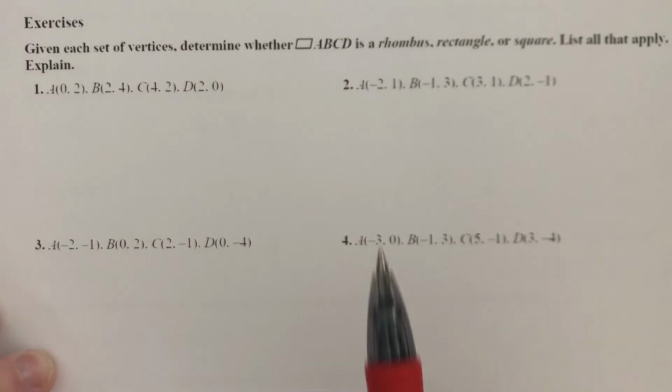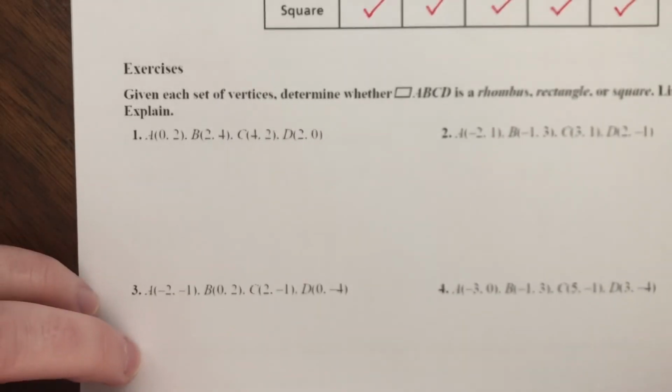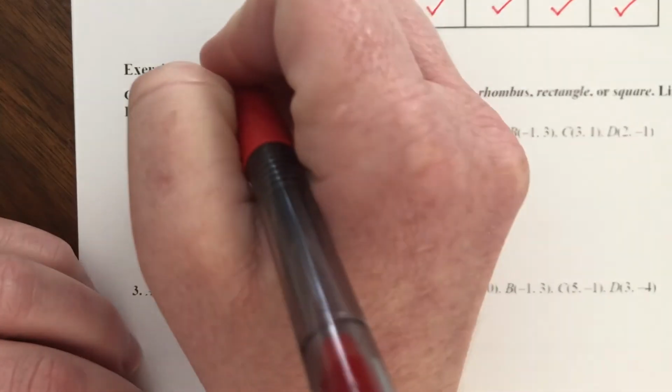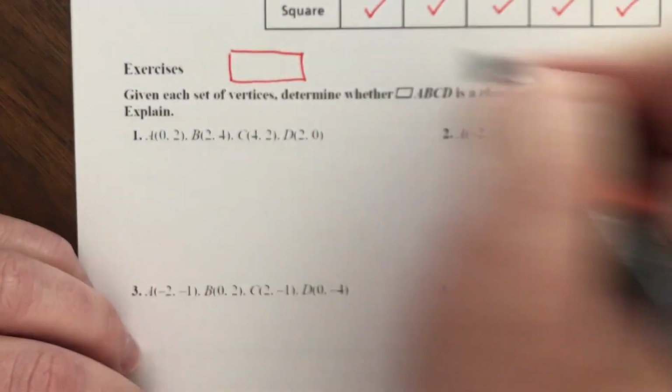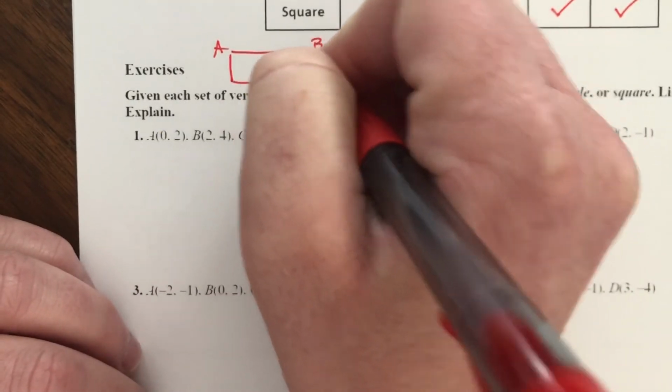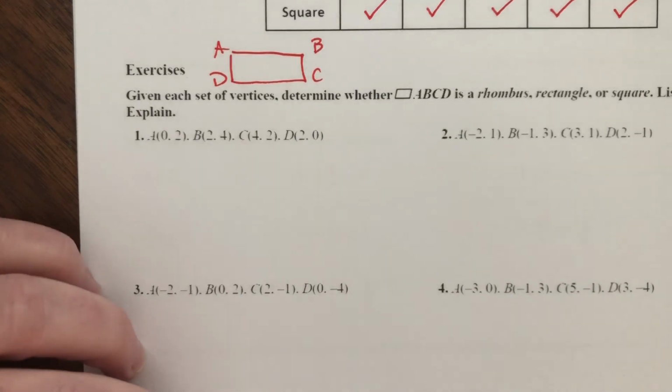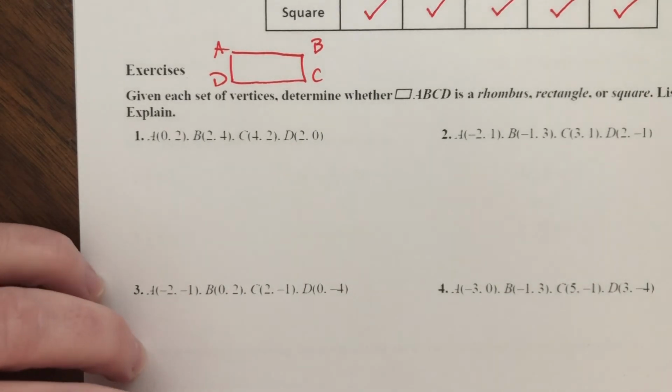So first of all, number 1. I'll sketch a little 4-sided shape here, A, B, C, D. I made it look like a rectangle, but it might not be. It might be a rhombus, it might be a square.